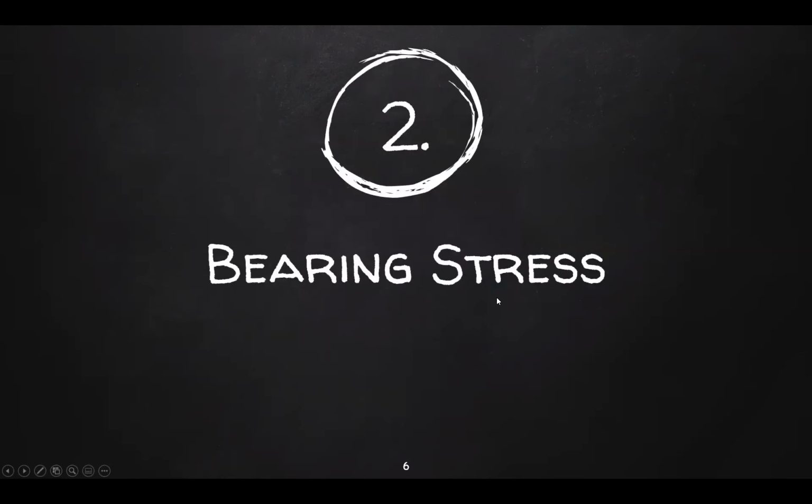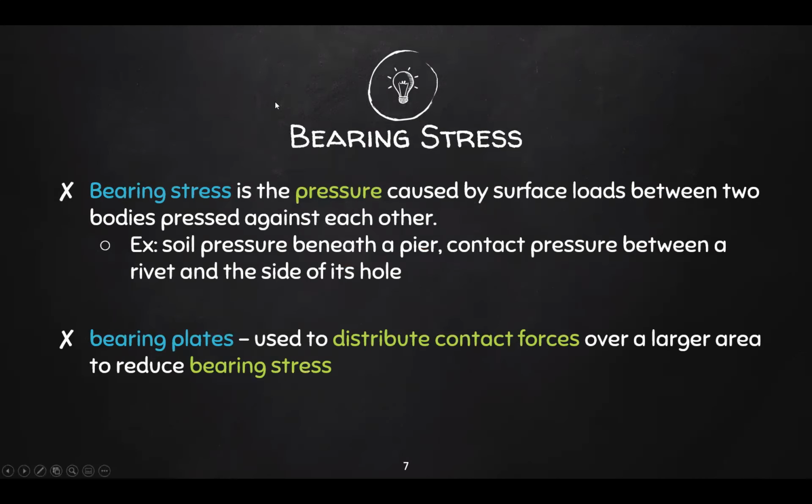Now let's move on to bearing stress. Bearing stress is the pressure caused by surface loads between two bodies pressed against each other. So when there are two bodies in contact, if there's pressure, there is bearing stress. For example, soil pressure beneath a pier. A pier is like a column. And contact pressure between a rivet and the side of its hole.